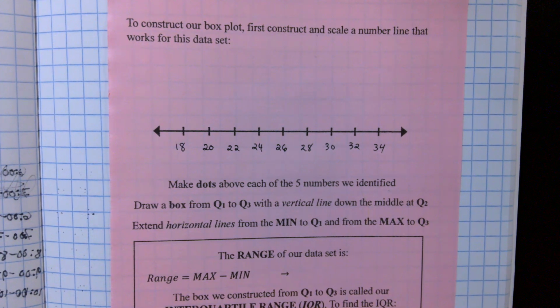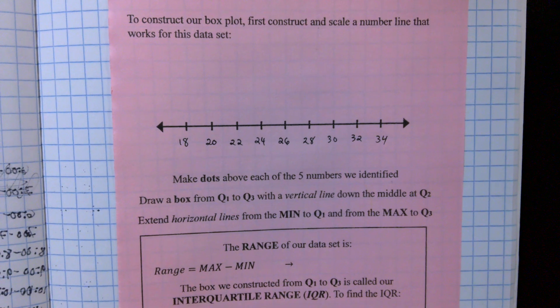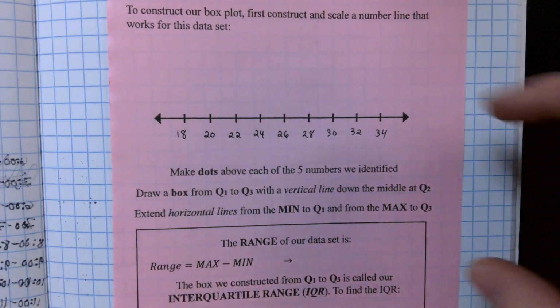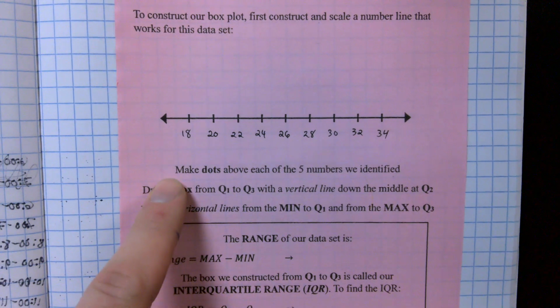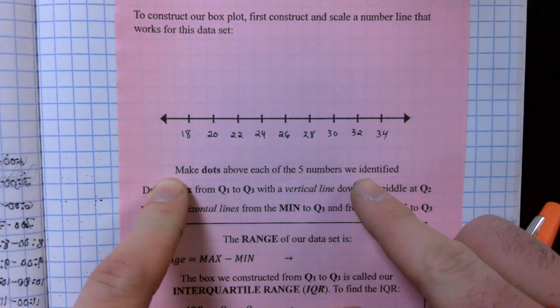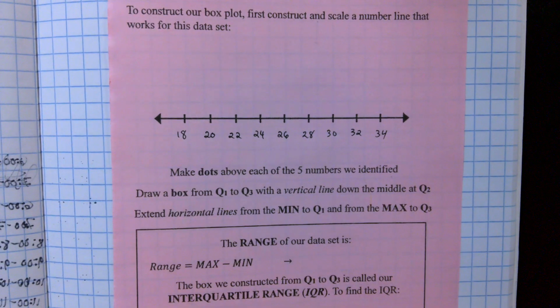Okay, 3 nice simple steps. Again, this is real easy to read. If you ever forget, like the day before the test, and you need to review, you can just read this. The first thing we need to do is make dots above each of the 5 numbers we identified on the previous page. Starting with the min.